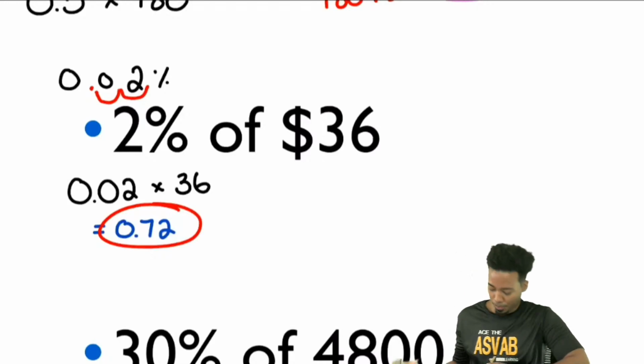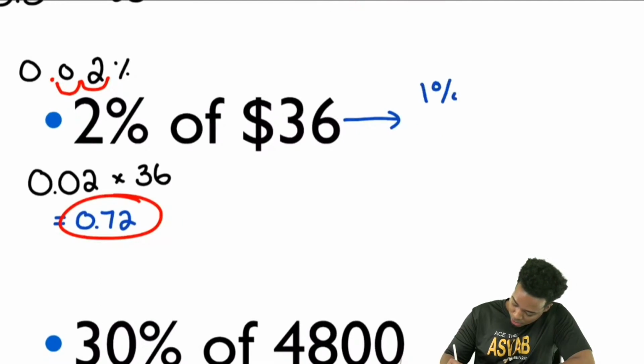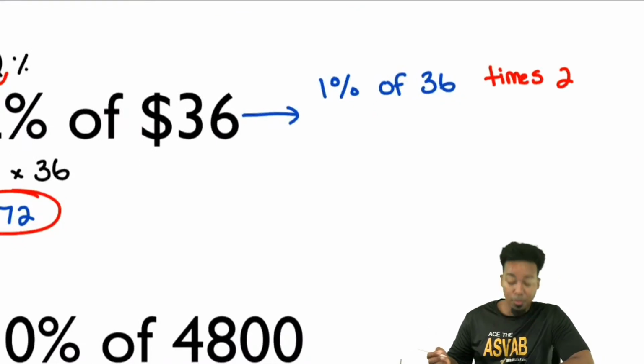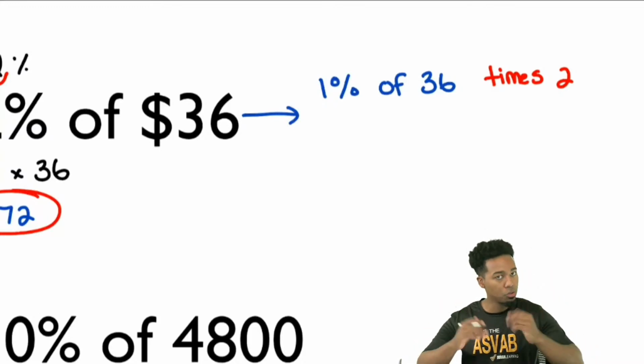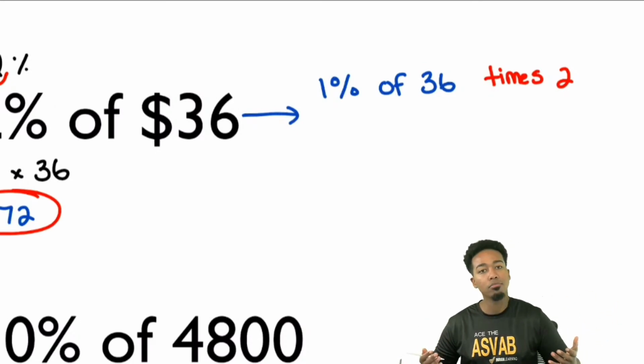So here's what I'm saying. I could actually, instead of doing this, this is the same thing as 1% of 36 and then times 2. Because everybody, 1% and then doubling it, that's 2%. Agree or disagree? 1% times 2 gives you 2%.